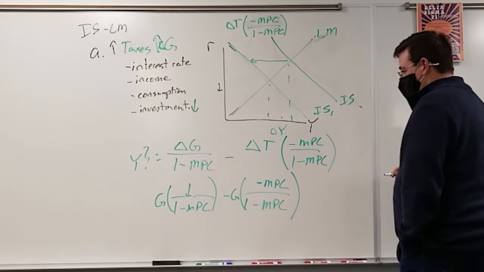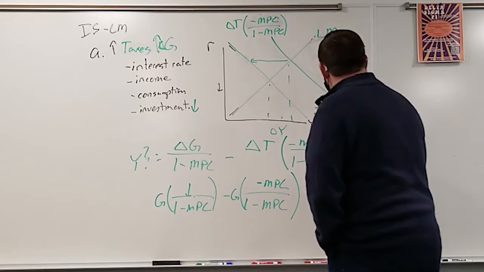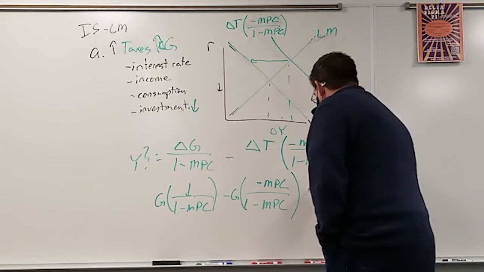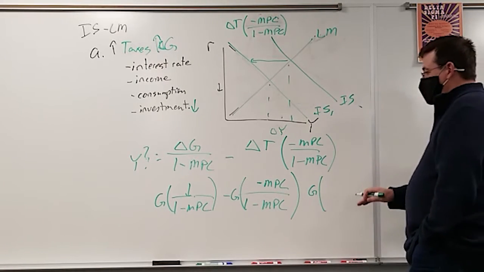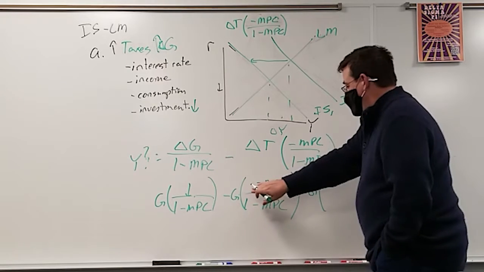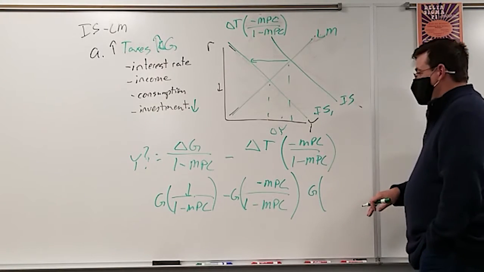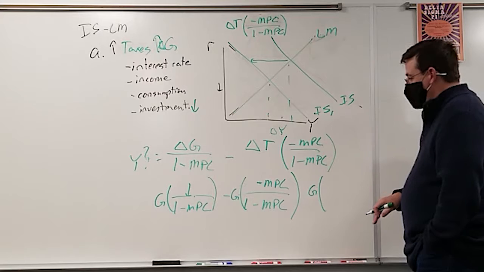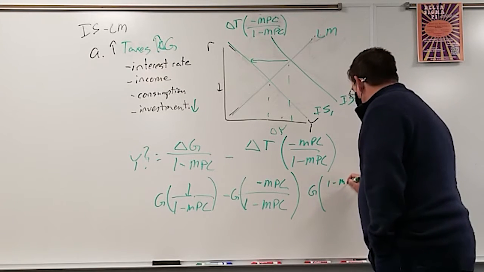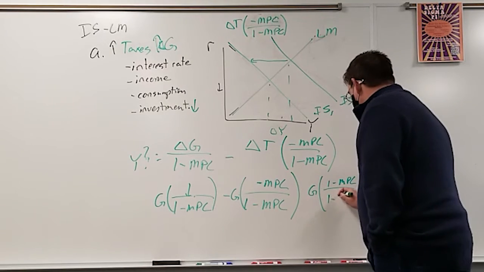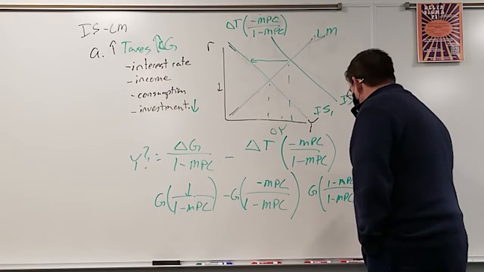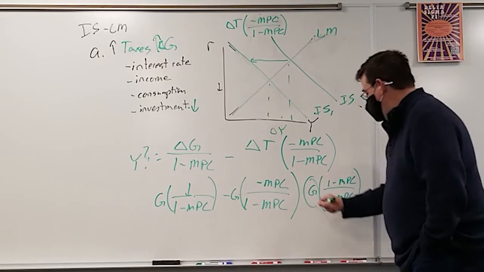See this, factor out the G, we're left with 1 minus the marginal propensity to consume over 1 minus the marginal propensity to consume. So we're left with just G, because this is 1.